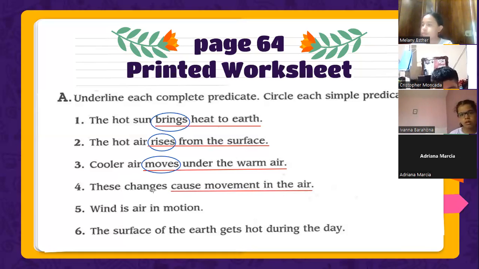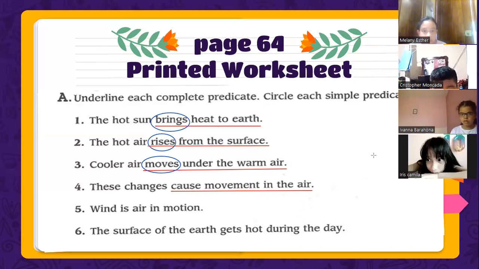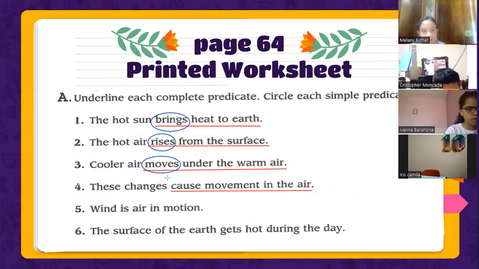Because changes in this case is a noun. These changes cause movement in the air. Cause. And the simple predicate is movement? No. Cause. Remember, the predicate begins with the verb. So that's where we have to circle. It's just at the beginning of the complete predicate.